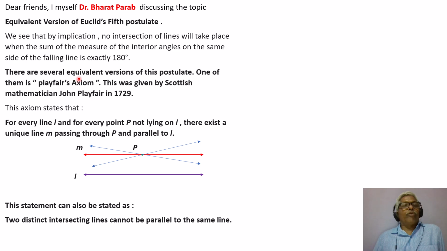There are several equivalent versions of this postulate. One of them is Playfair's axiom, given by Scottish mathematician John Playfair in 1729. This axiom states that for every line L and for every point P not lying on line L, there exists a unique line M, only one line, passing through P and parallel to L. That means from this point there is only one line which is parallel to this.